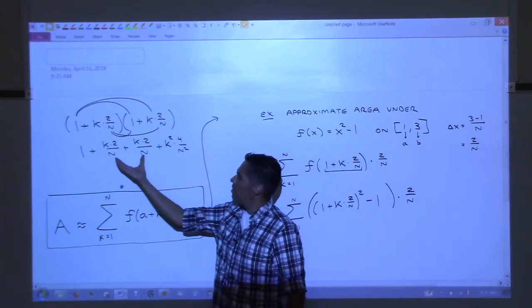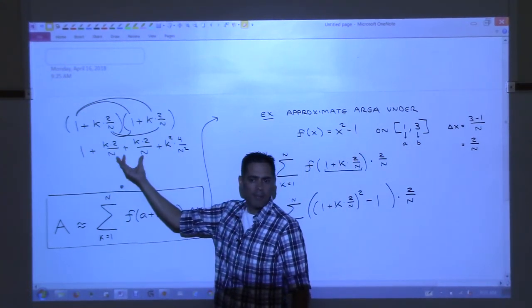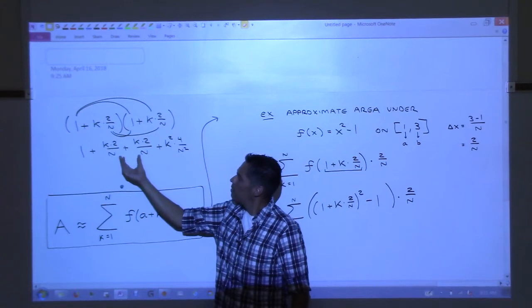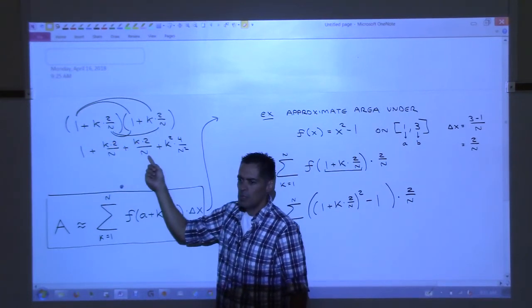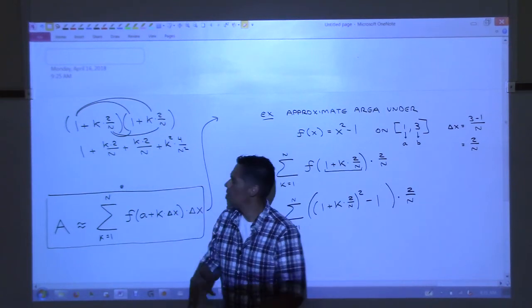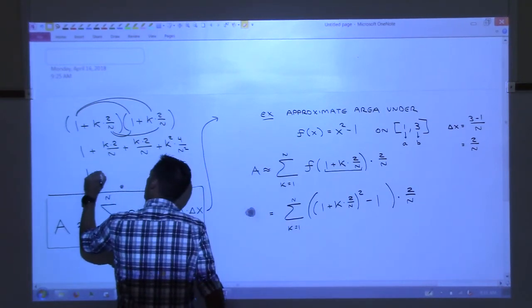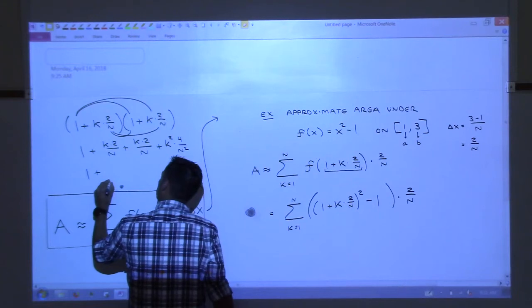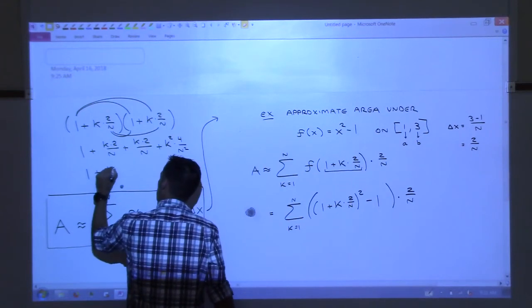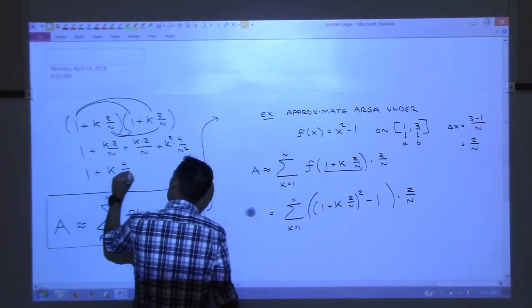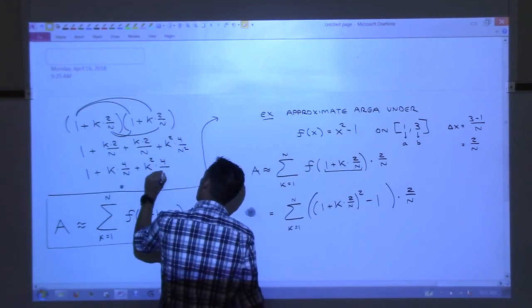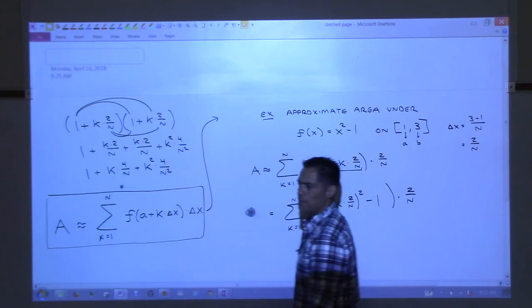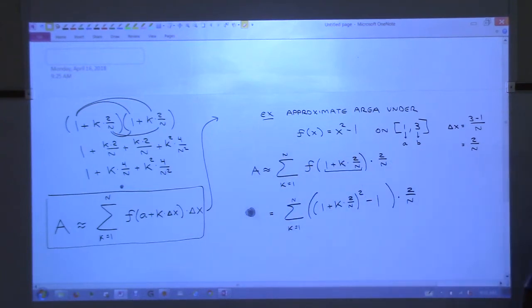What happens when you add these two together? Because they're exactly the same, right? Well, this is 2 of these, right? And this is another 2. So I put them together, I should have 4. So how about I write it this way? K times 4 over n. And then plus k squared times 4 over n squared. Is that still all right? Sure?